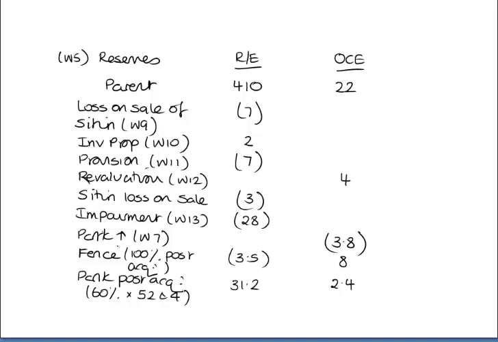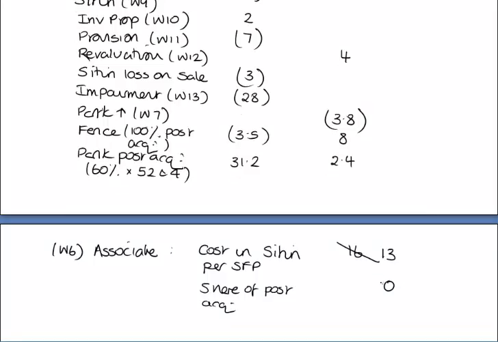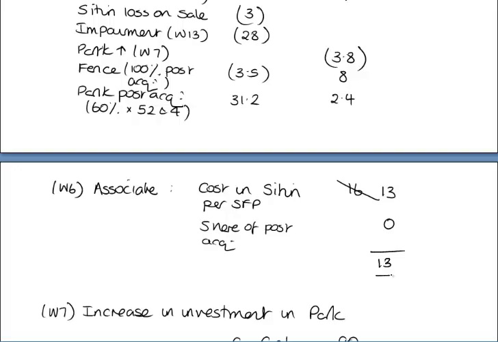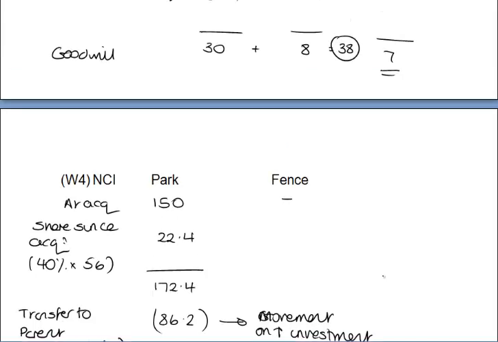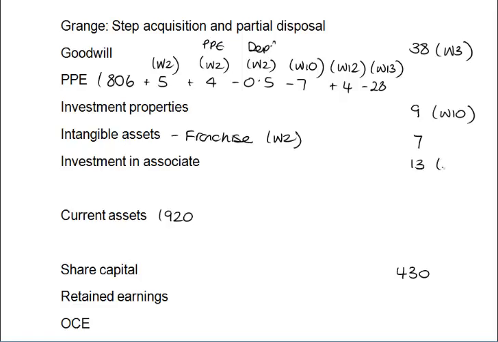Have we finished with reserves? Let's check. We come to the associate. We would normally say share of post-acquisition, but the company became an associate on the last day of the year, so therefore there are no post-acquisition profits. So we've just got that figure of 13. So that's from working number 6.